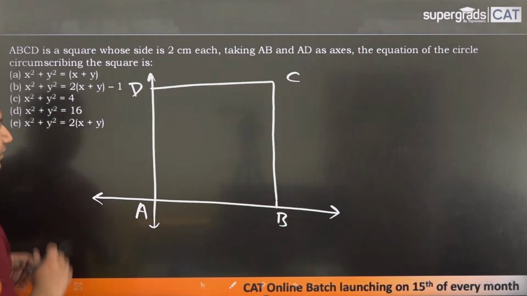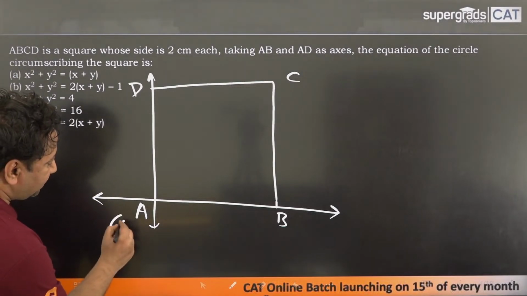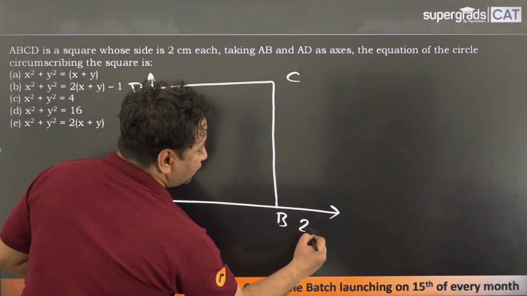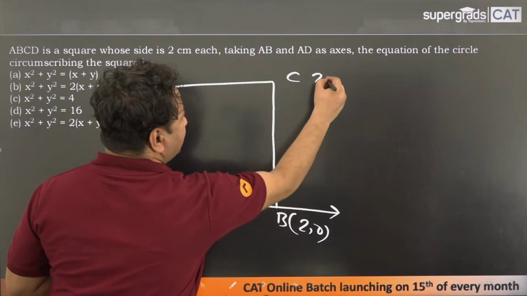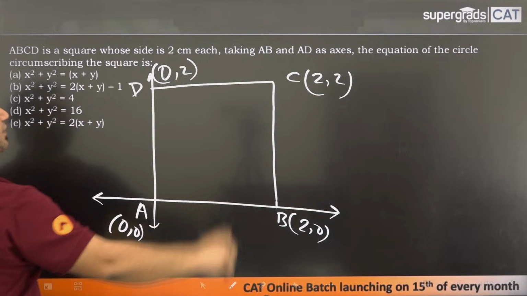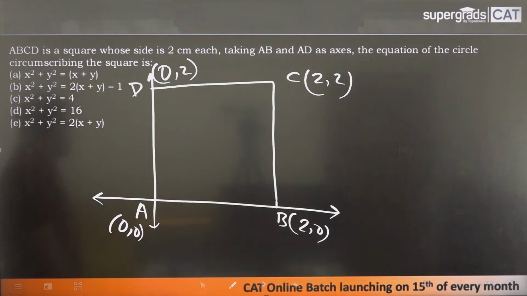By the way, once we have marked this is 0 comma 0, and as the side is 2, this will be 2 comma 0. This will be 2 comma 2. And this guy will be 0 comma 2. Now we have this in front of us.